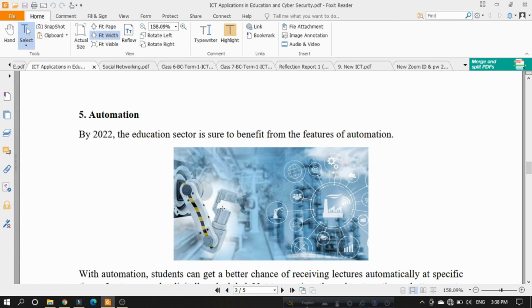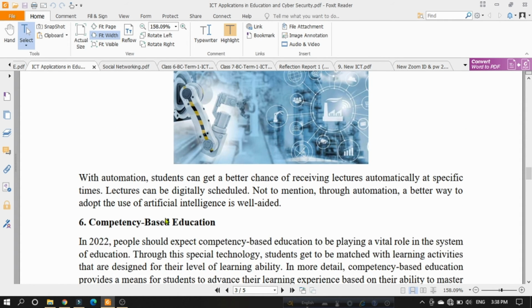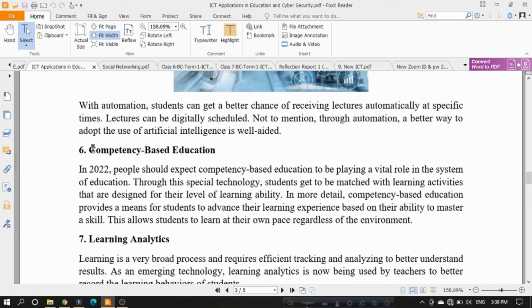That means, what are the features? You can just underline these lines for automation. That's the points, and what you understand about these points, read this and write in your own words, 2 to 3 lines. That's it.